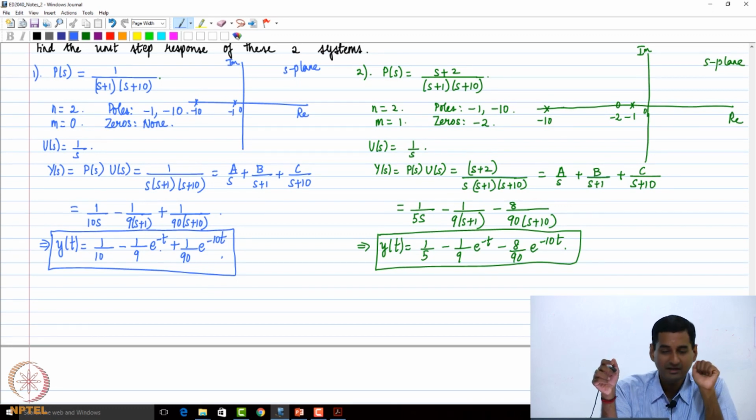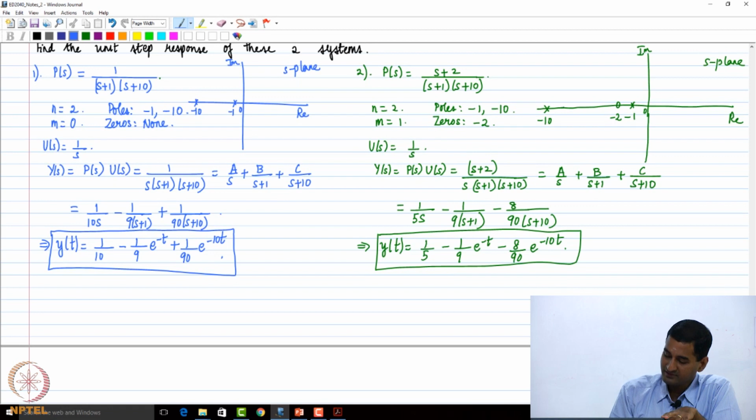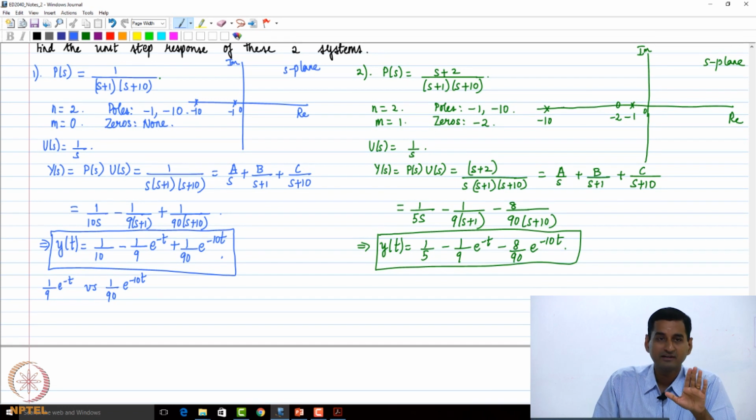Is it not? Okay, so if you consider the magnitude of the first term, 1 by 9 e power minus t versus 1 by 90 e power minus 10t, what can you say? First of all, e power minus t is going to dominate for a longer time, or affect the output term for a longer time. Yes, of course, as t tends to infinity, both exponential terms will decay to 0. That's a different matter. But then e power minus t will have a longer effect on the output than e power minus 10t. Okay, that's point number 1.